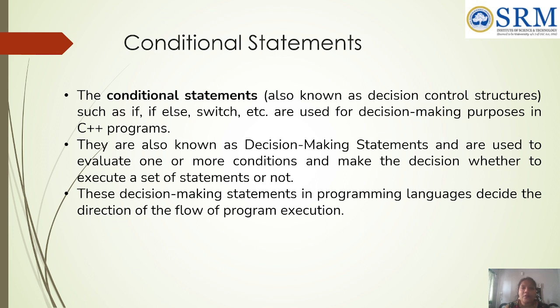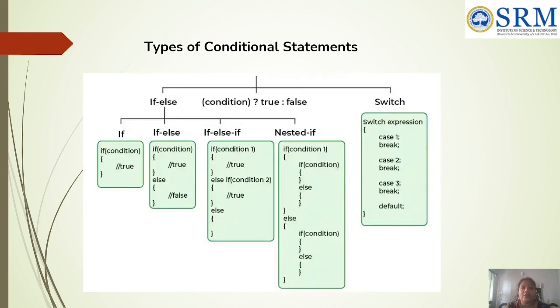The conditional statement is also known as decision control structures, or decision making statements. It is used to evaluate one or more conditions and make decisions whether it can execute a set of statements or not. These decision making statements in programming languages decide the direction of the flow of the program execution. So these are the various types of conditional statements.